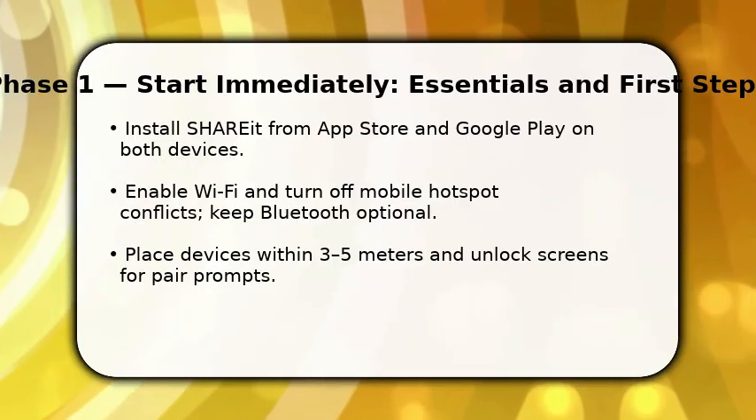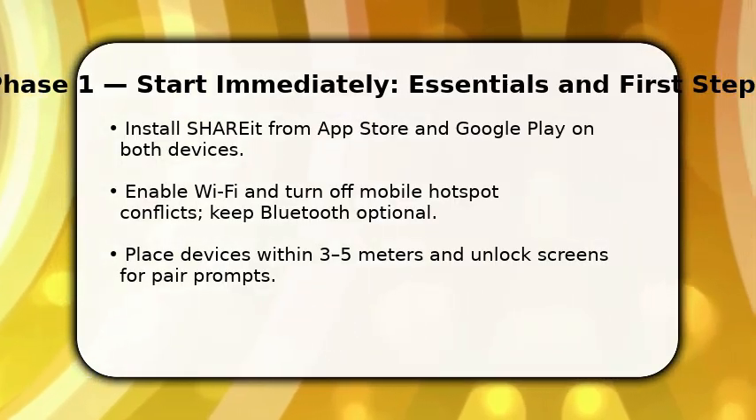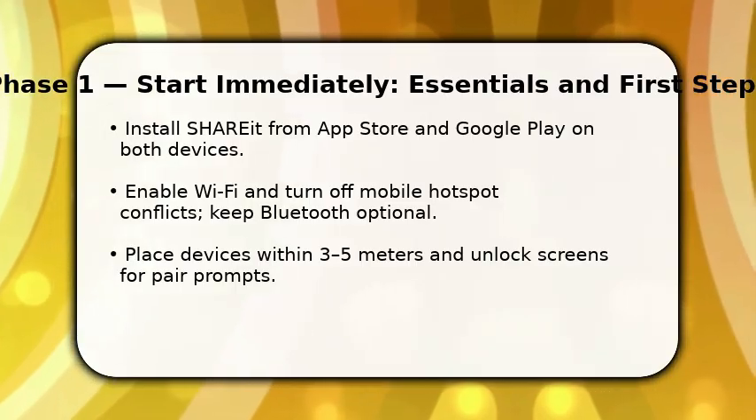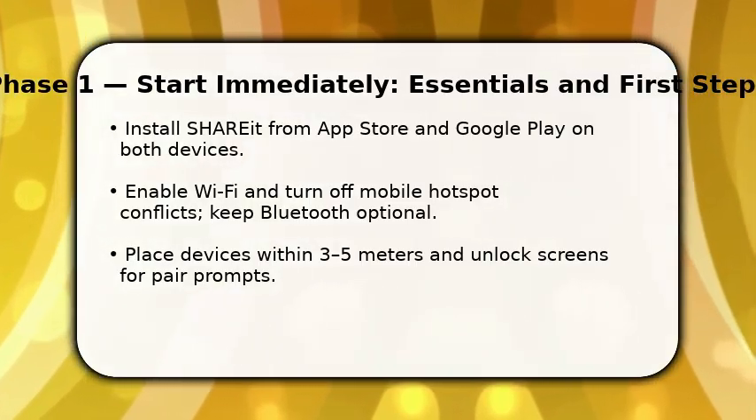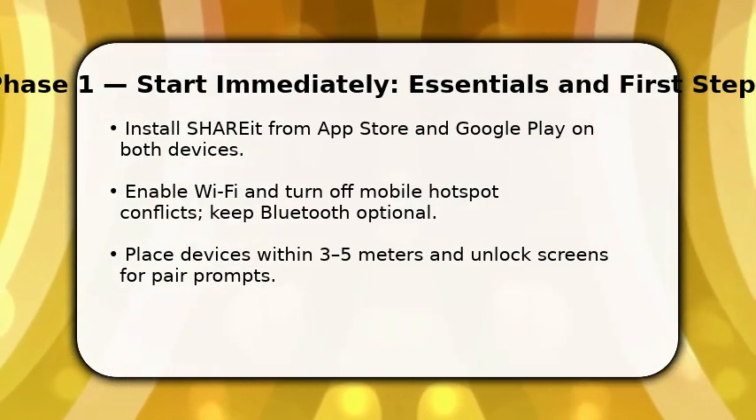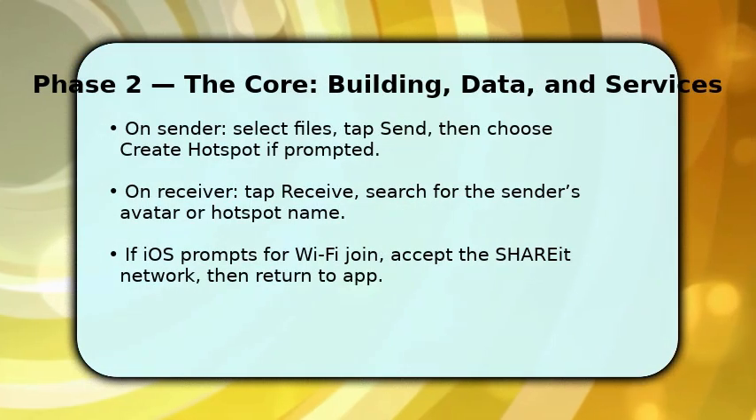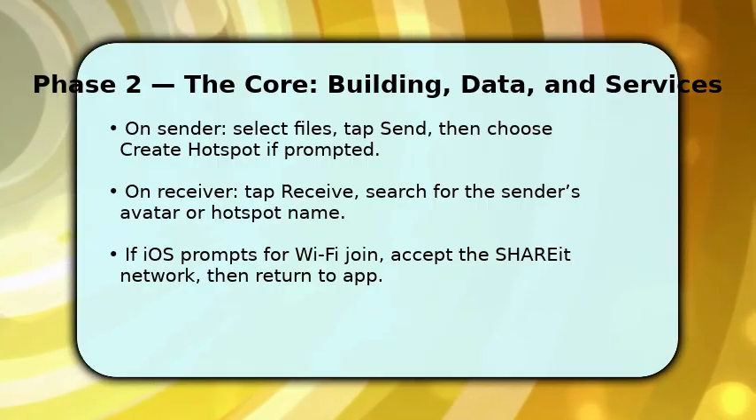This prevents connection failures. Keep screens awake and grant the app permissions for storage and location, because Android needs location to scan nearby devices. Now, choose the files you want to send on the source device and tap Send to begin. Once you tap Send, Shareit either creates a direct hotspot or advertises the device via Wi-Fi.